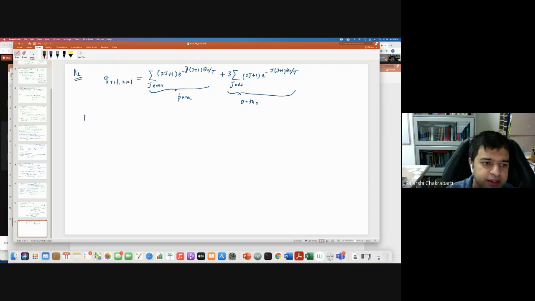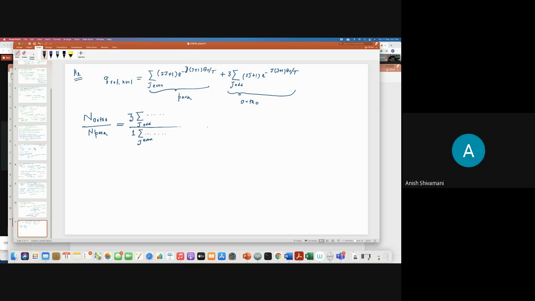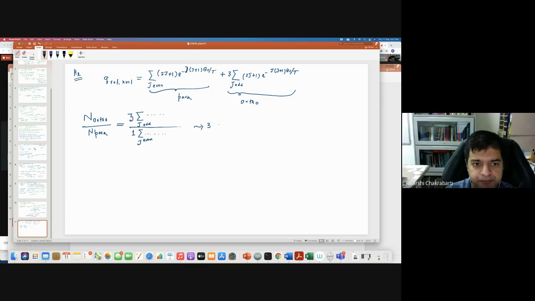So I can always calculate, at any given temperature, n ortho by n para. This is going to be given by 3 times j odd over 1 times j even. And what will be this value as my temperature increases? Approaching 3. This will be 3 as T increases. At high temperature, 75% ortho, 25% para.